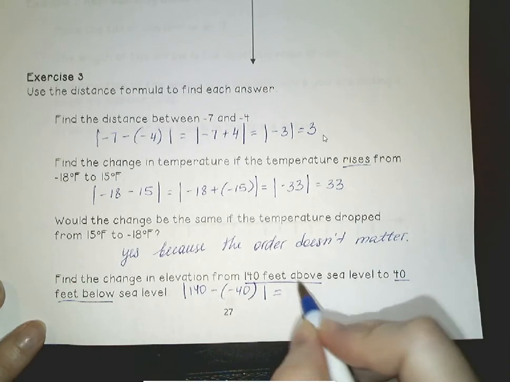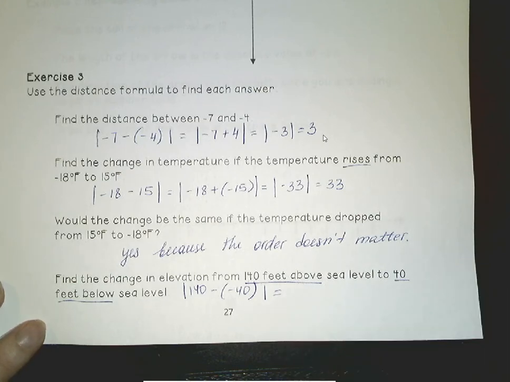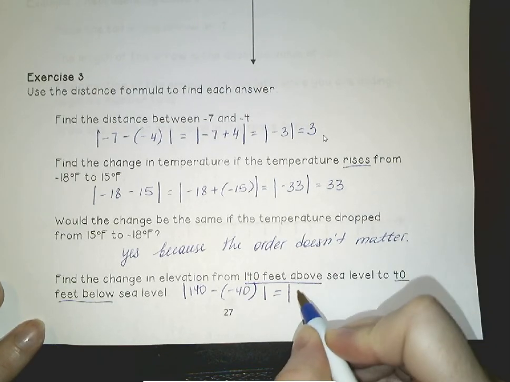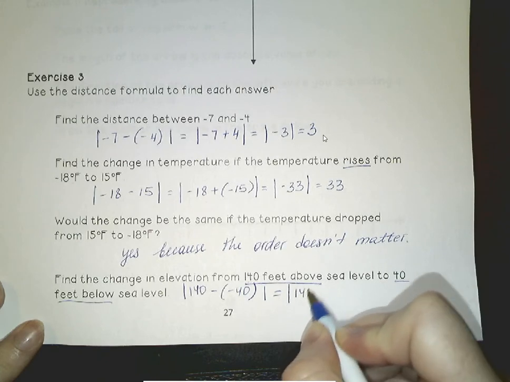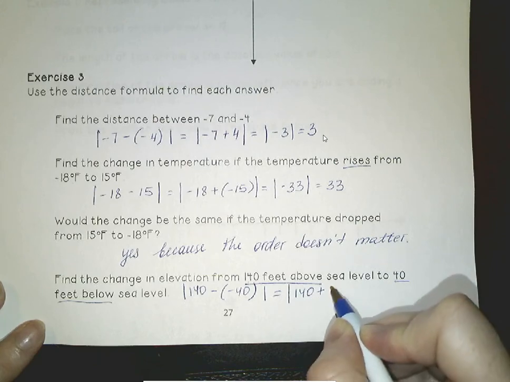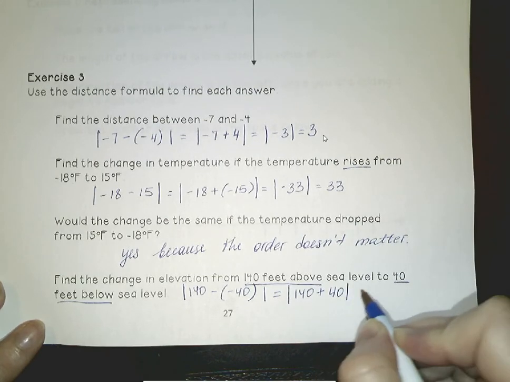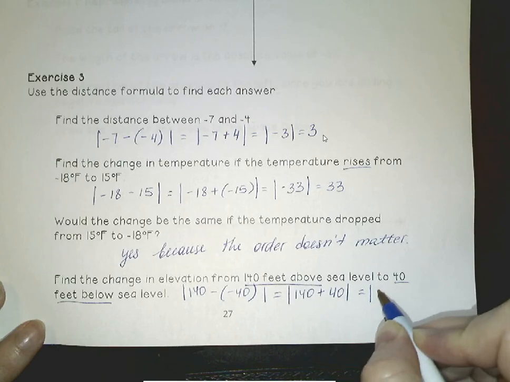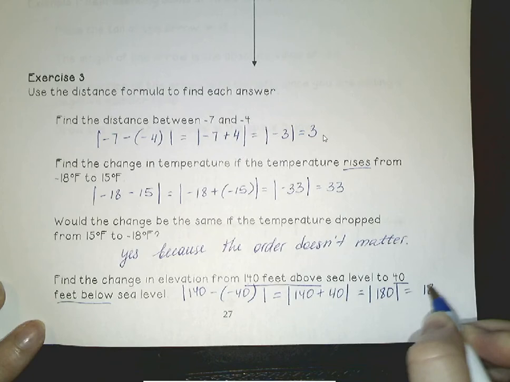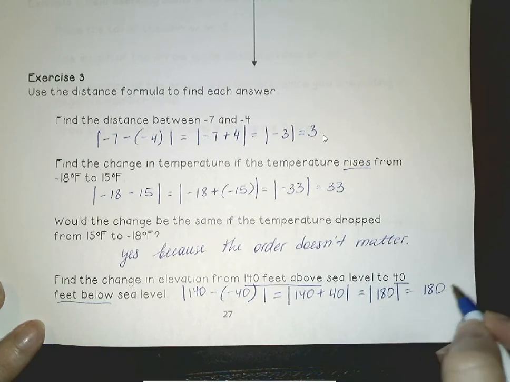A lot of people make the mistake of subtracting 140 and 40, resulting in a change of 100. But it's not correct because we are subtracting a negative number. And when we subtract a negative, instead we are going to add a positive. 140 plus the opposite of -40 is +40. And that will result in the absolute value of 180, which is 180 feet.